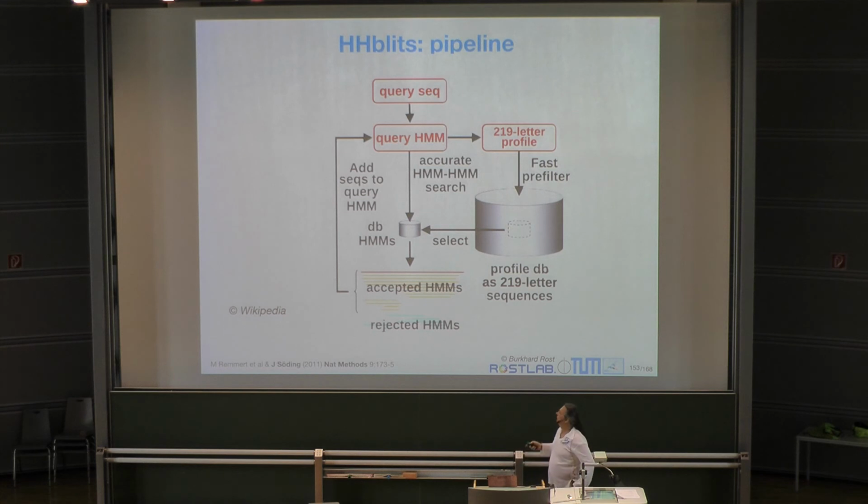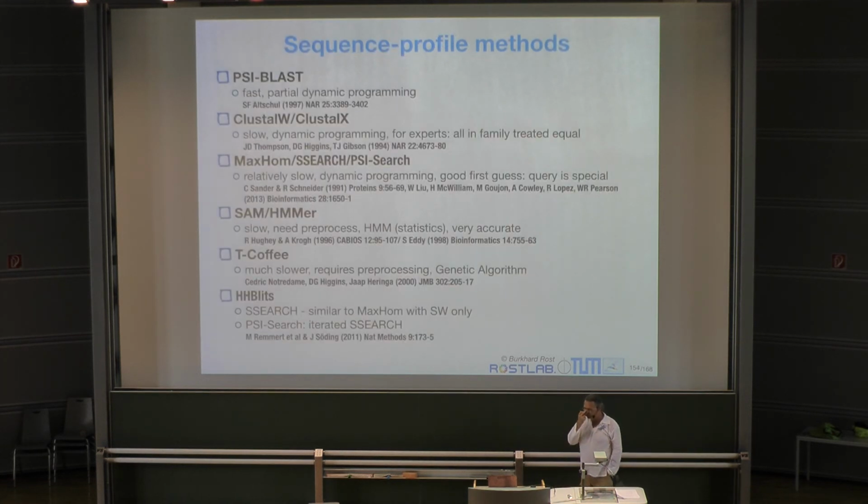HHblits runs and is at this point, so that's the publication from 2011 in Nature Methods, from the Söding group, who was in Munich, now is in Göttingen at the Max Planck Institute. So HHblits undoubtedly is the most accurate method that we have today, and it comes at a speed that is not far away from a PSI-BLAST. So this is something that is affordable every day for every work.